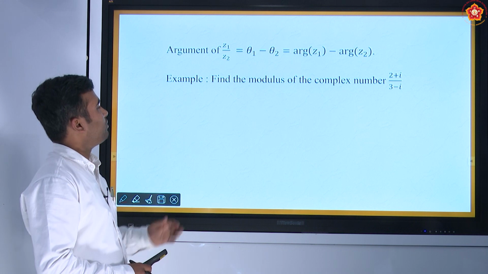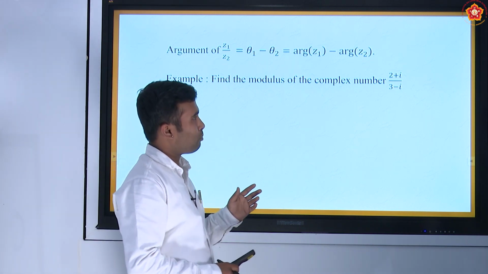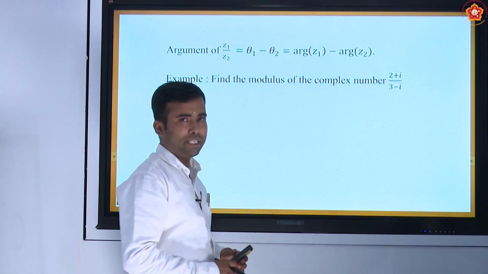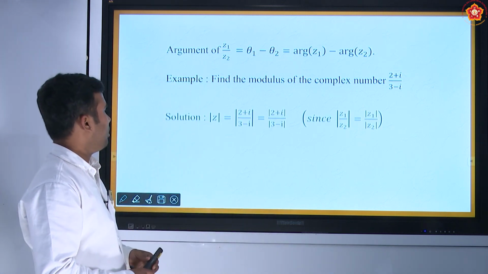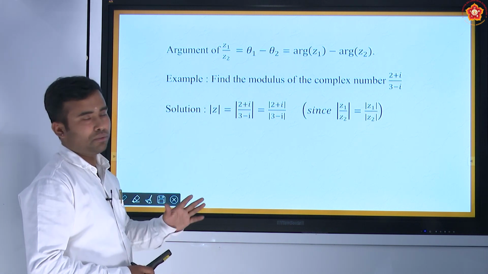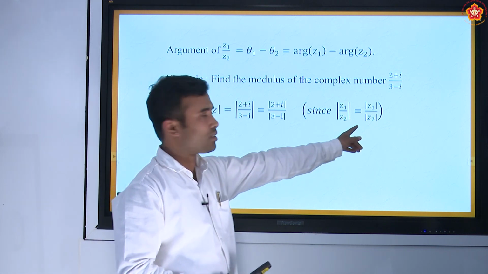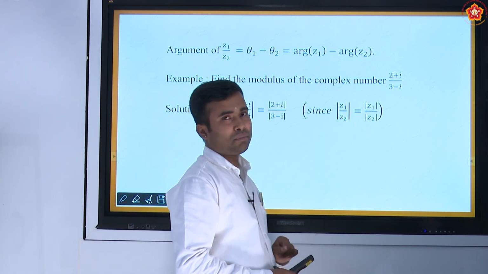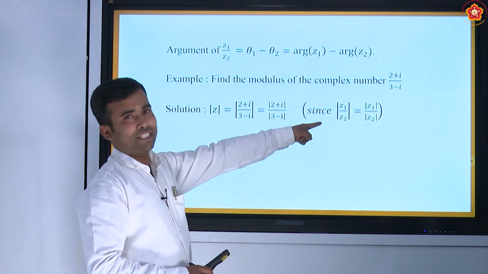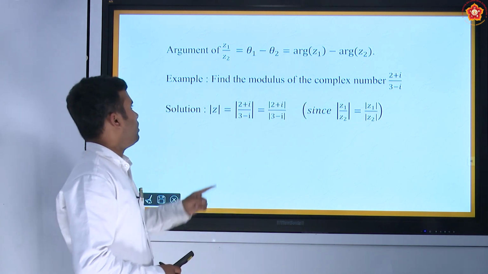See, we have another example here. Finding the modulus of the complex number (2 plus i) divided by (3 minus i). Yes, here we just now proved the property that modulus of Z1 by Z2 is equal to modulus of Z1 divided by modulus of Z2. So use that property to find the modulus of the given complex number.